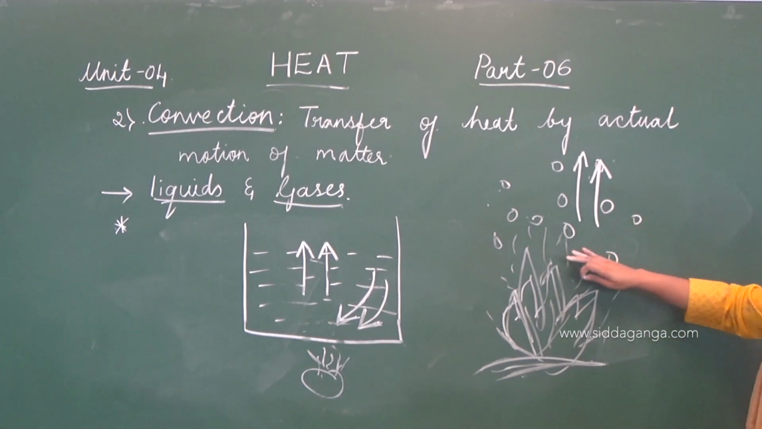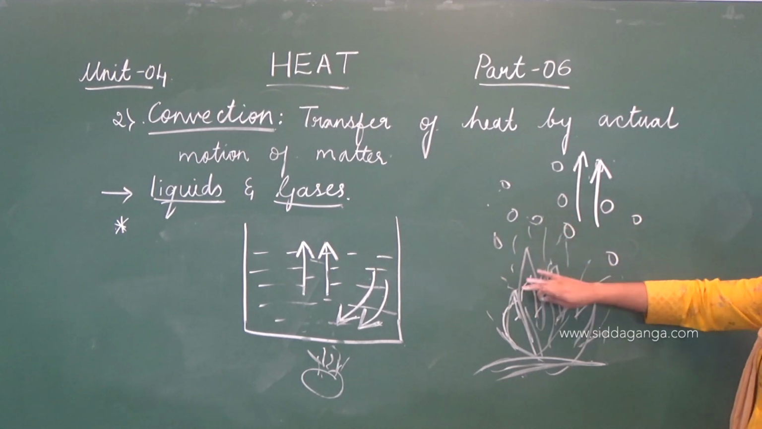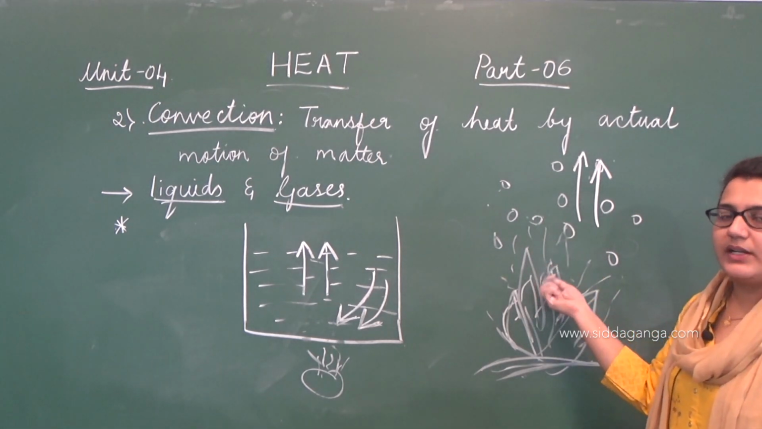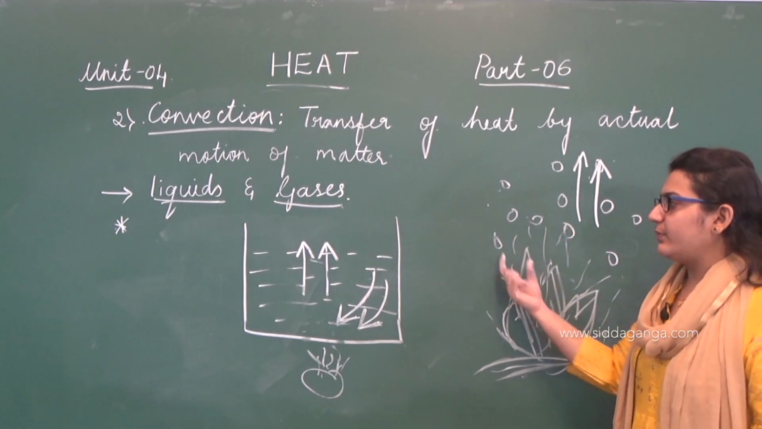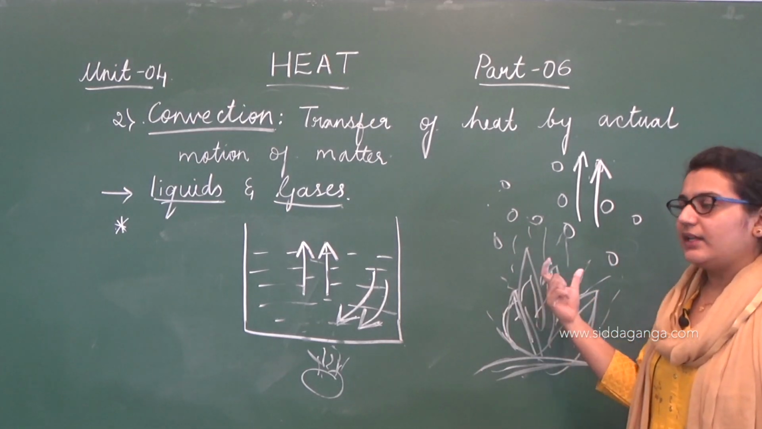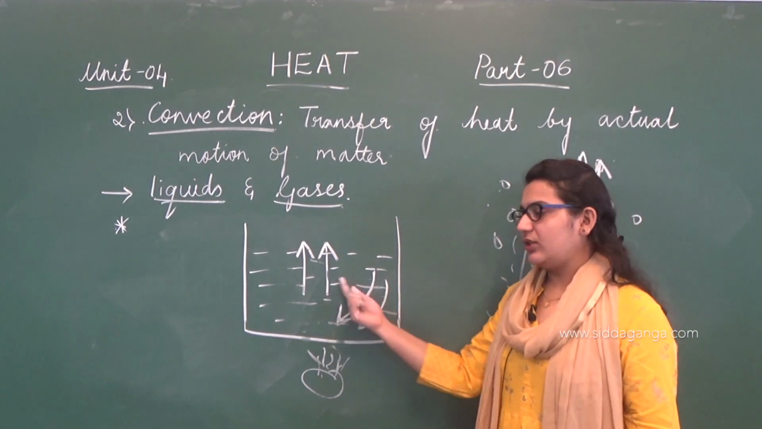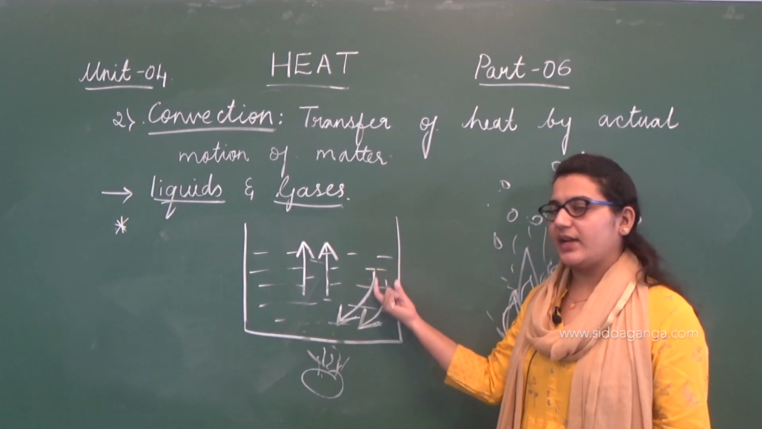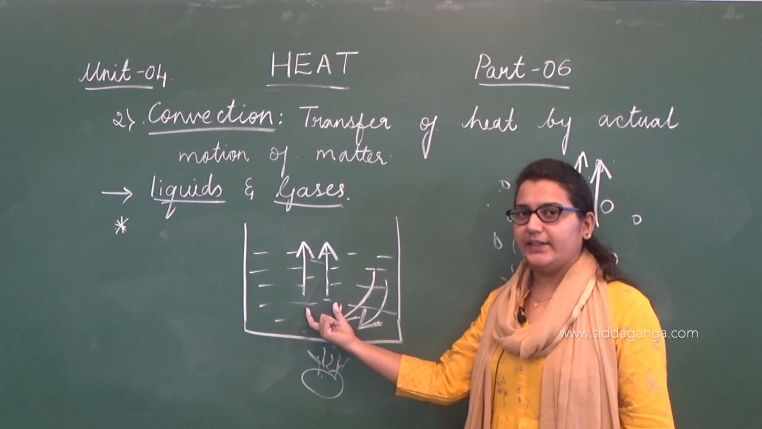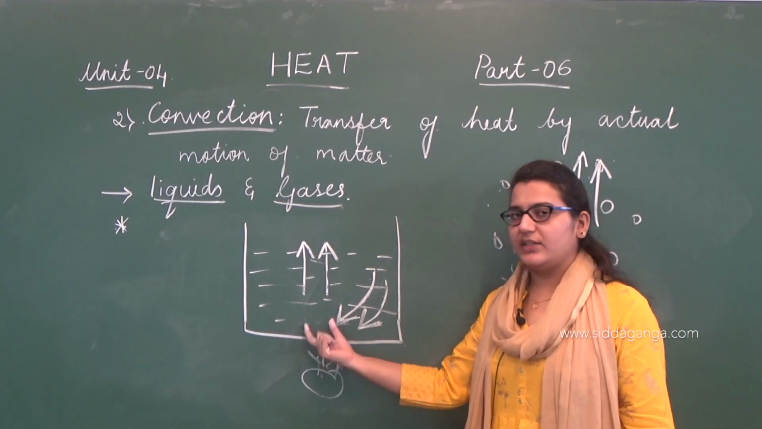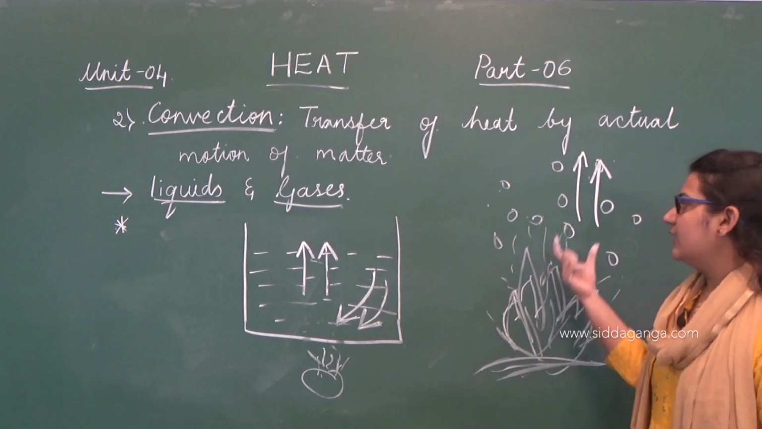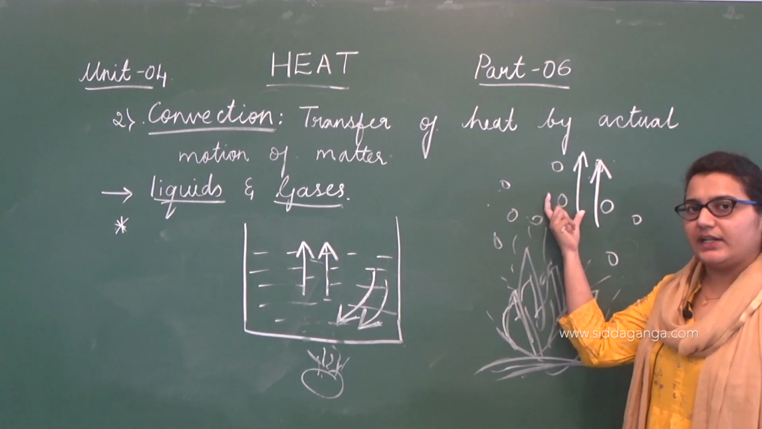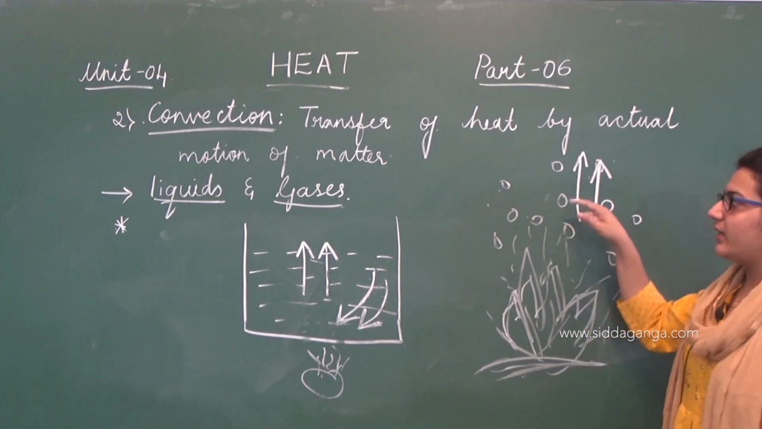So what happens when the molecules present above this fire are getting much more heat compared to the molecules present around them? Like in liquids, this part got more heat than the sideways, than these side molecules. These molecules got heated up first, right? They are in close contact with this fire. So these molecules get heated up first, and when they get heated up, they rise above.